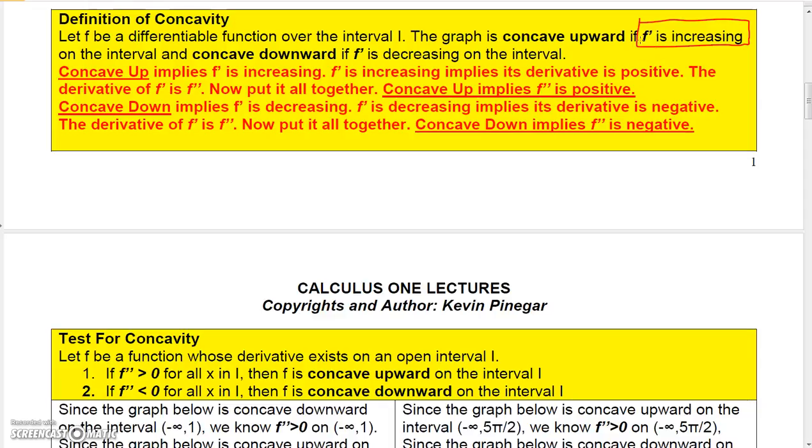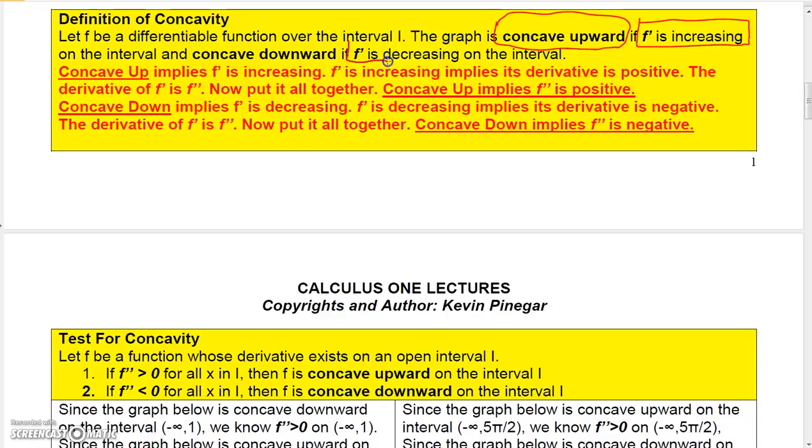But what is the derivative of f prime? It would be f double prime. So in other words, f prime is increasing when the second derivative is positive. So if you put all that together, basically to determine where the graph is concave upward, all we have to do is find where the second derivative is positive. Because if the second derivative is positive, that means the first derivative is increasing, and if the first derivative is increasing, then the graph is concave upward. Now, likewise, if it's concave downward, the first derivative is decreasing.